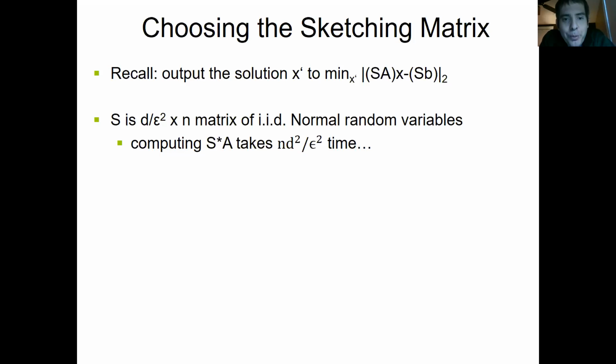our goal is to improve the running time of regression, and we have to compute S times A, which is problematic if S is a dense Gaussian matrix.